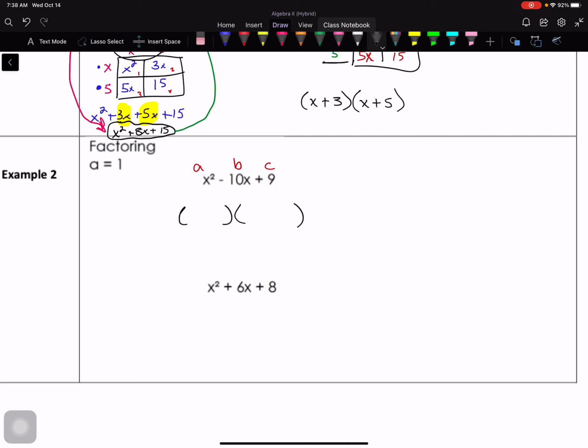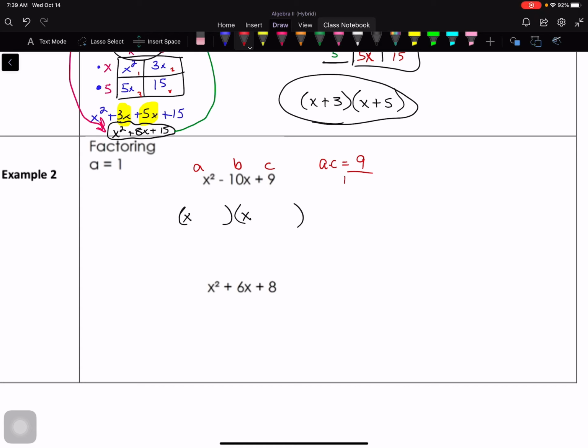Okay, because what we want is 2 binomials like we had up here. Your variable is x, so we're going to have x in the first parenthesis, x in the second parenthesis. Then we're going to take a times c again, so 1 times 9 is 9. So factors of 9 that add up to negative 10.